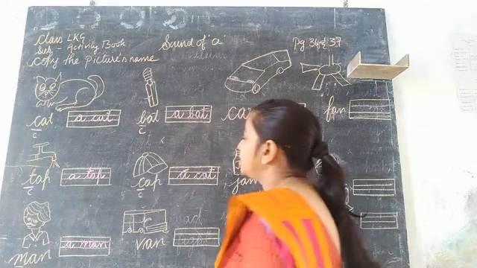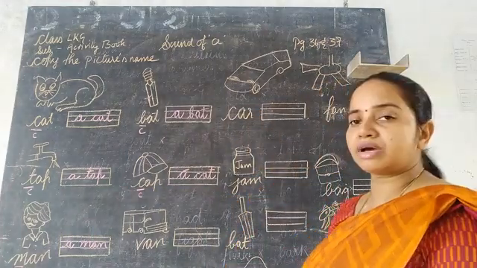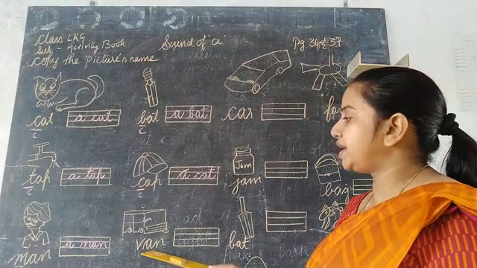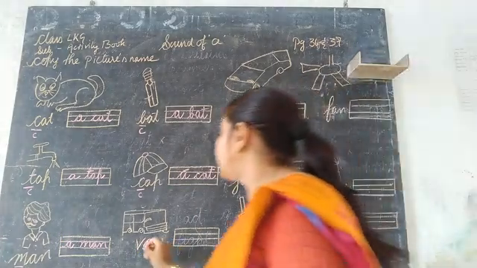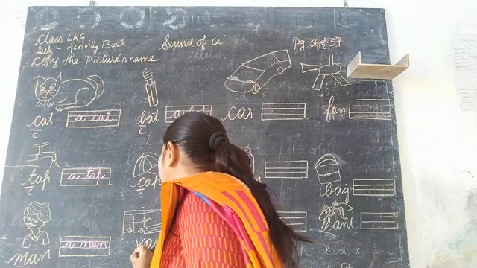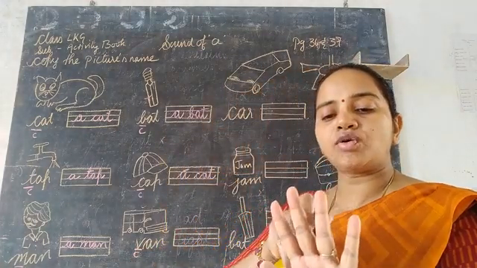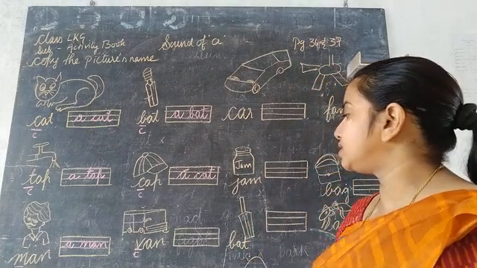C-A-T, cat. Okay. With this we have finished this picture also. Coming to your last picture here of your page number 36, V-A-N, van. So the first letter V is definitely your consonant because it doesn't fall in your five letters, that is your A-E-I-O-U. So it is your consonant.